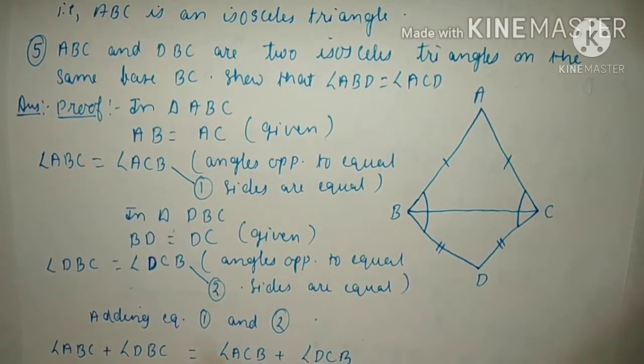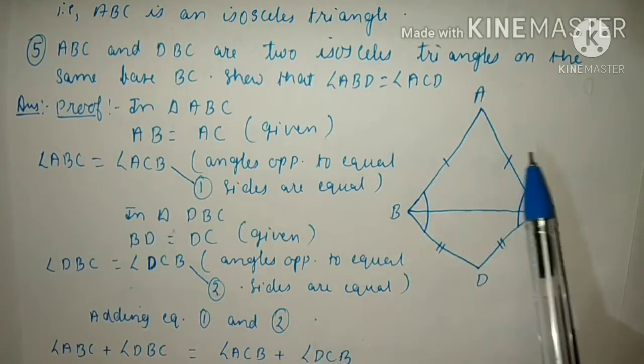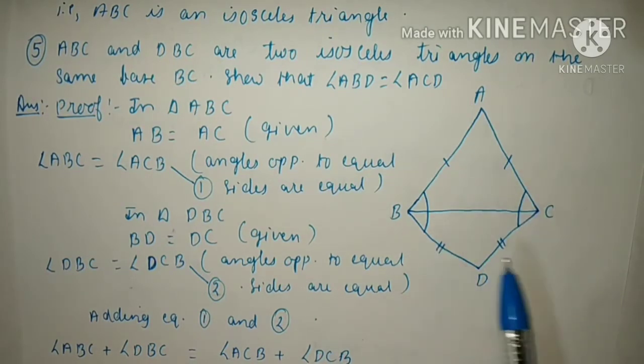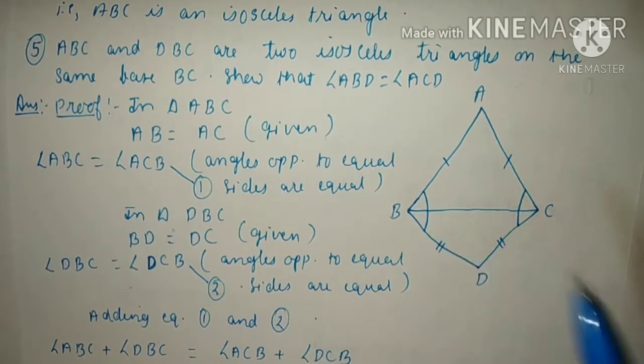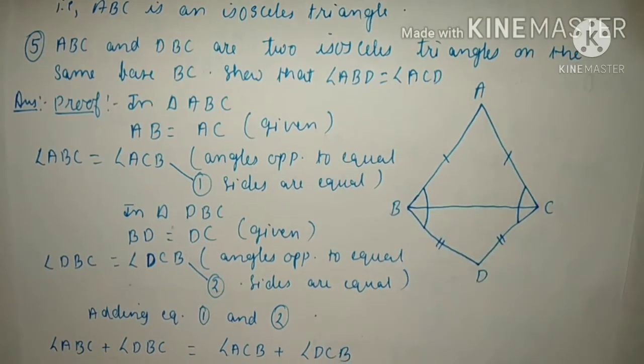So first we will write what is given to us. What is given to us? AB is equal to AC and BD is equal to CD. This is given to us. Now next we will write to prove. What we have to prove? This angle ABD is equal to angle ACD. This we have to prove. So let's see the proof.